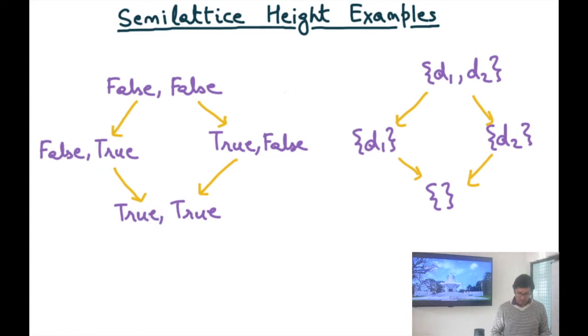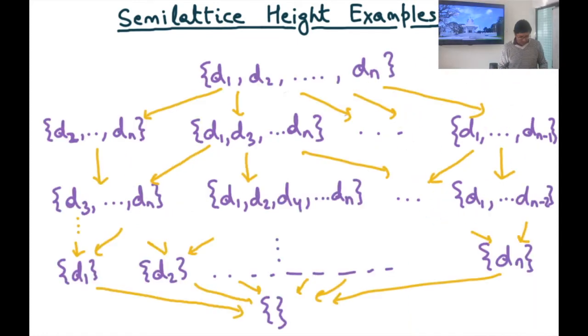Similarly, I could have taken a product of one semilattice with another. In this case, I'm assuming that there are 2 elements in the set from which the set of values V is drawn. One of the values is the full set D1, D2. There are 2 other values: the singleton set D1 and another value, the singleton set D2, and yet another value is the empty set. Let's say this is my semilattice. Once again, the height of this semilattice is 2. All right, here is another example.